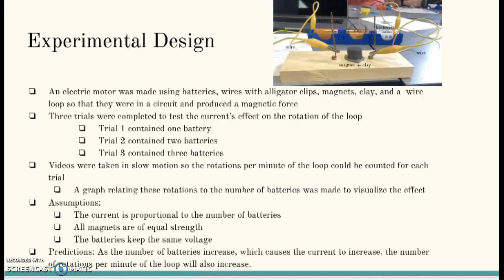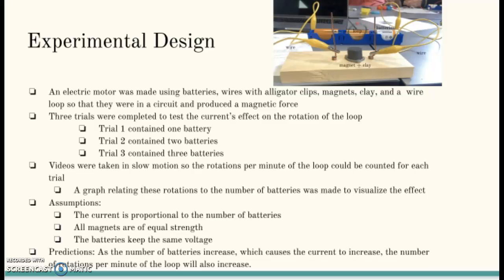We designed an experiment in which an electric motor was made using batteries, wires with alligator clips, magnets, clay, and a wire loop so that they were in a circuit. 3 trials were completed to test the current's effect on the rotation of the loop. Trial 1 contained 1 battery, Trial 2 contained 2 batteries, and Trial 3 contained 3 batteries. Videos were taken in slow motion so the rotations per minute of the loop could be counted for each trial and a graph could be created from this data.